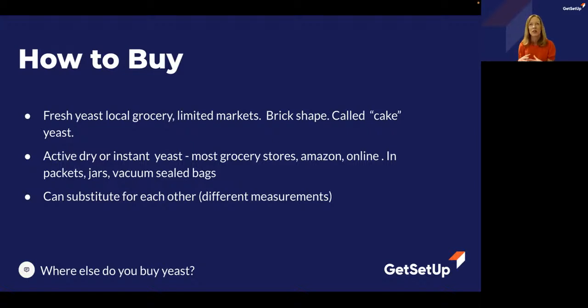But yeast in general isn't too expensive. Maybe a packet of 3 is a couple dollars now. And overall, when you make your own bread, you save so much money that I don't mind paying a little extra for the convenience of the actual packets of yeast.